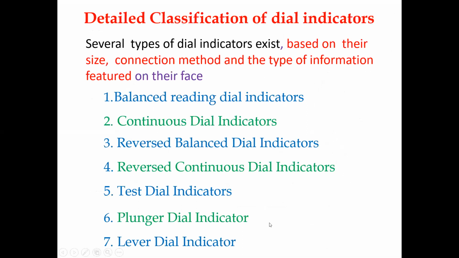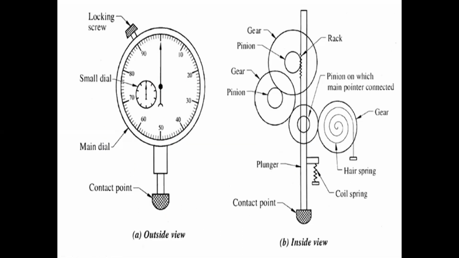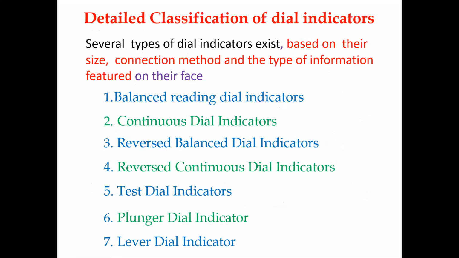Okay, this is all about the working of dial indicators. This is the plunger type dial indicator, specifically. A detailed classification is there for dial indicators based on their size, connection method, and the type of information featured on their surface. Based on the information featured on the surface, the size, and the connection method, a variety of dial indicators are available.